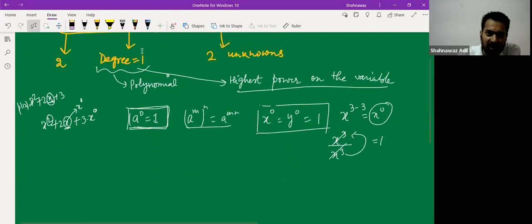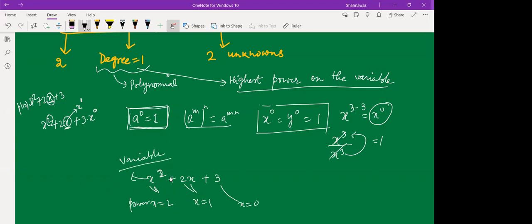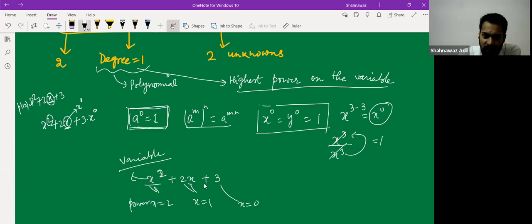I was telling that, let's say this was the equation x square plus 2x plus 3. So in here, the power of x was 2, right? In here, the power of x was 1. In here, the power of x was 0, right? And x is what? The variable, right? The unknown, right? So the highest power on x is what? 2, right? This is the highest power.